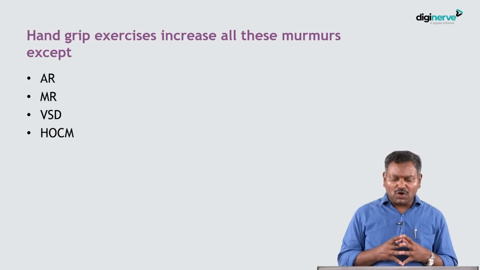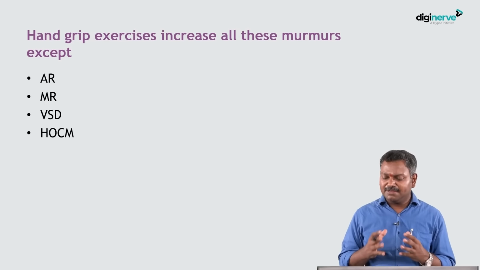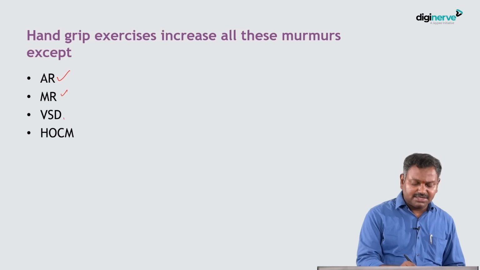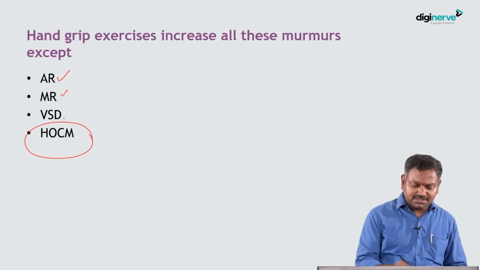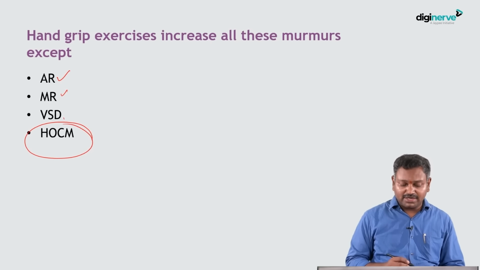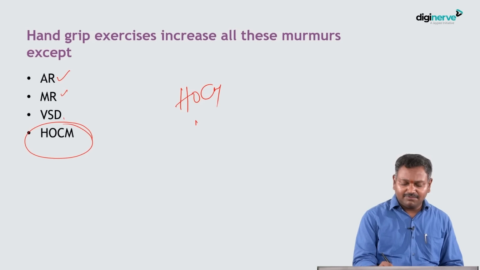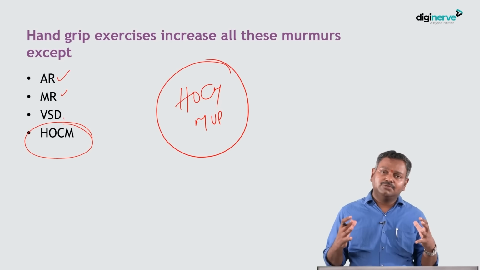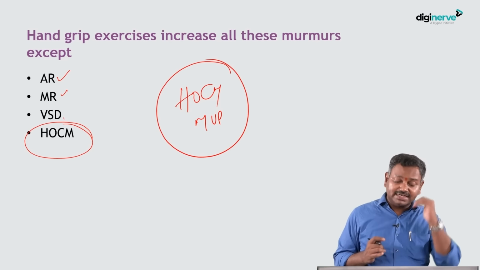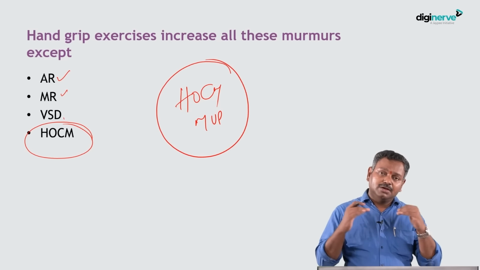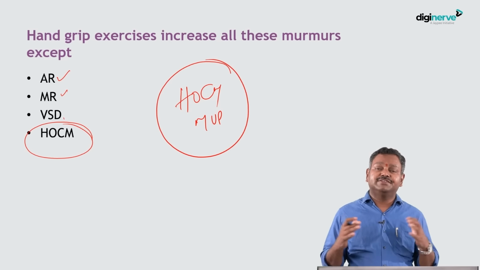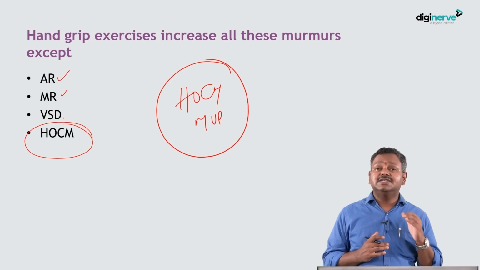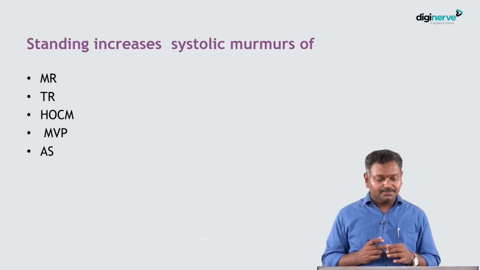Hand grip increases all these murmurs except, this is a very important question that you have to remember: AR, MR, VSD. All these murmurs increase on hand grip. The only murmurs which do not increase on hand grip, which decrease on hand grip, are HOCM and MVP. Now these are dynamic obstructions. Remember HOCM, hand grip, ventricular volume will increase, the obstruction decreases, so it decreases the murmur. MVP, hand grip, you will have a vasodilatation sort of effect, murmur effect will decrease. So HOCM and MVP are the murmurs which decrease on hand grip. That's what you have to remember.